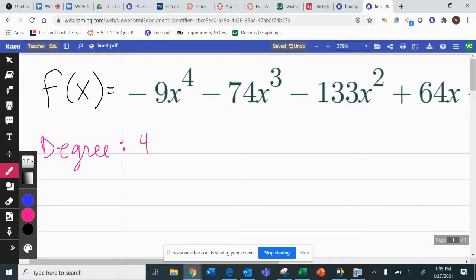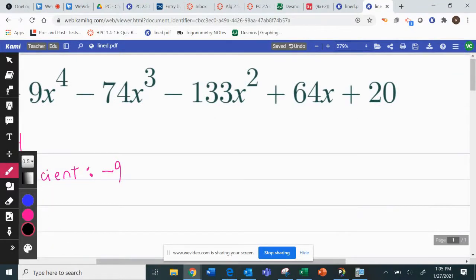And then another thing I might ask you is, what is the leading coefficient? What's the leading coefficient for this? Close, not 9. -9. That negative is important because now if we're going to do end behavior, yes, Caitlin.